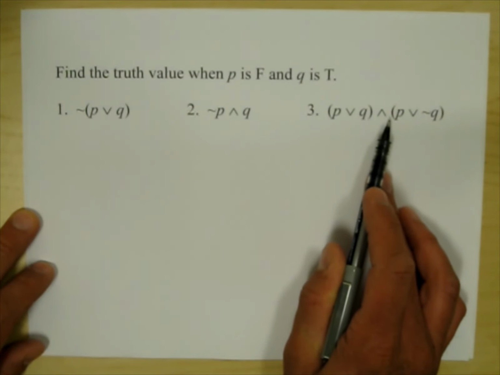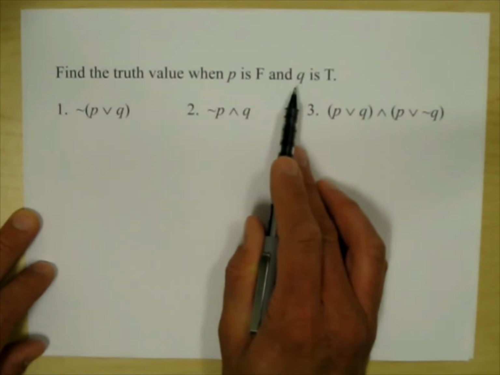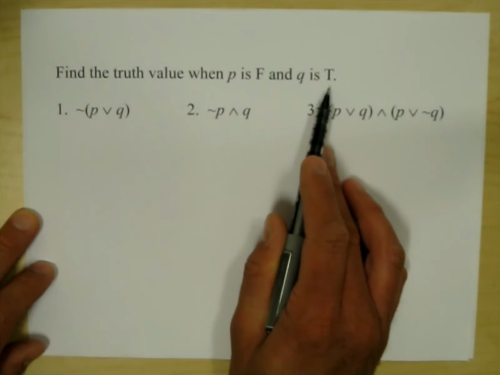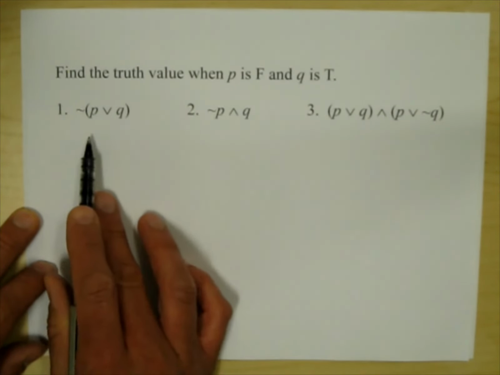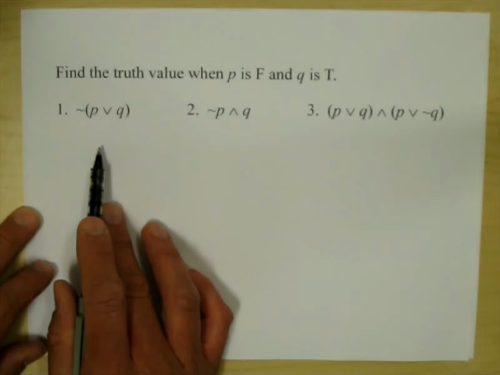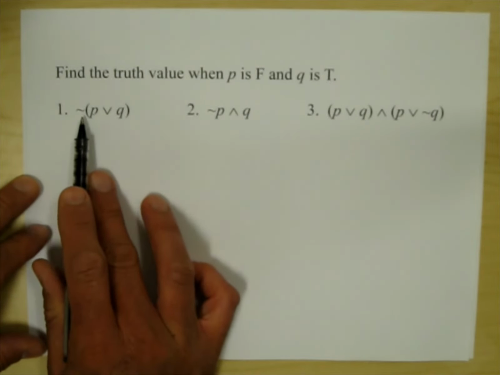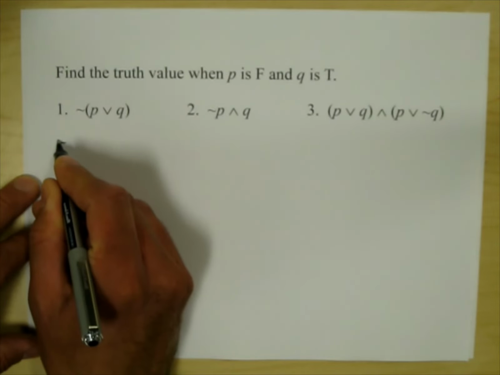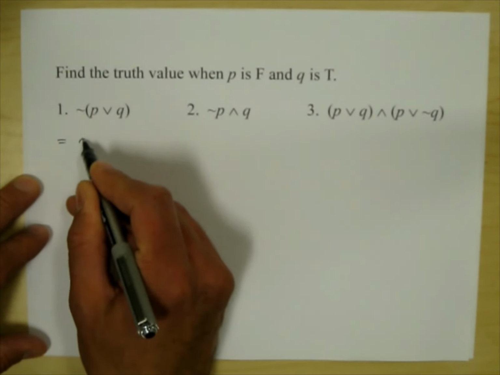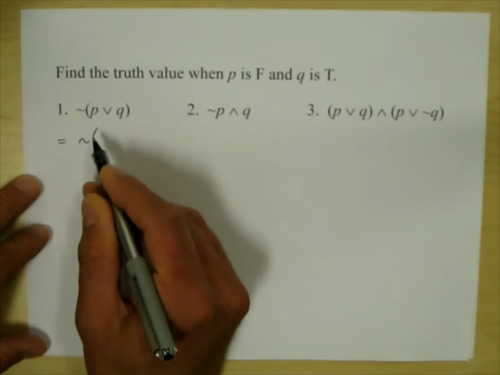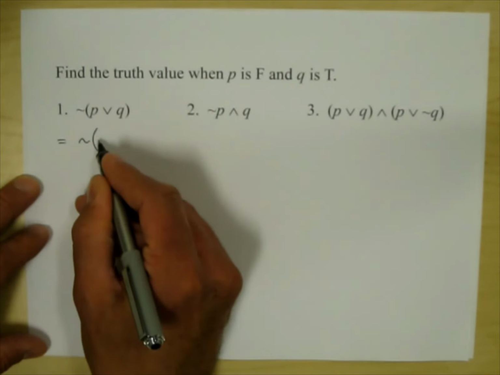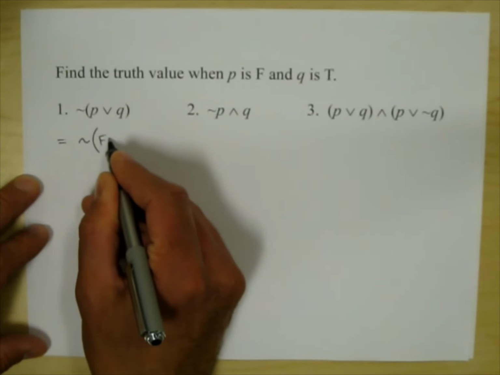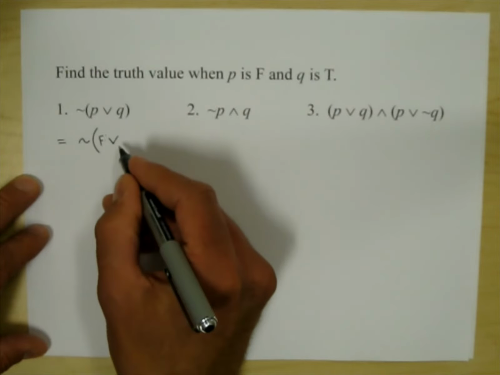Now, in your homework, it might say P is true and Q is false, or they might both be false. So we are supposed to analyze this, knowing that. And so what I'm going to do is start off with this one. I'm going to say this one equals not. I'm going to replace the P with a false, and the Q with the true.